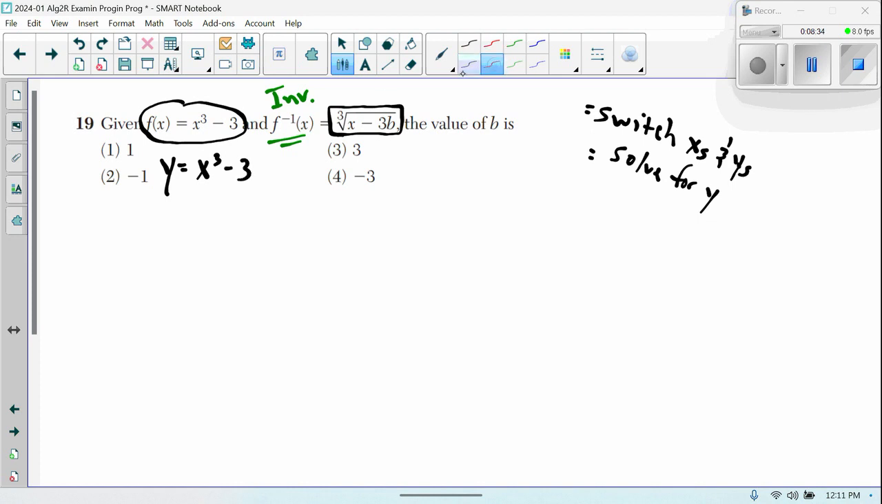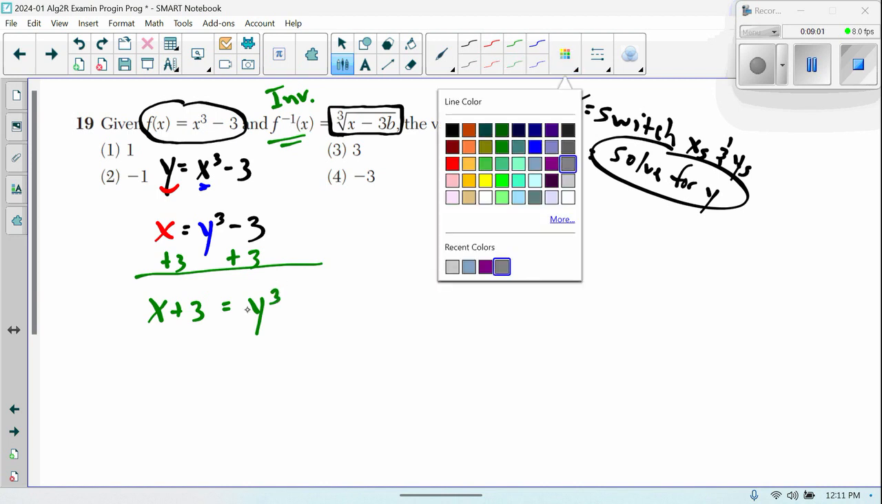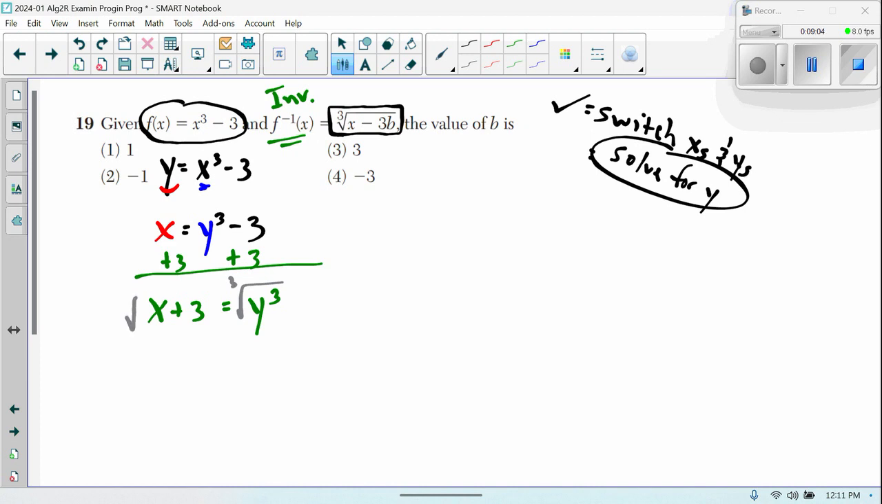So all I need to do is every y becomes an x, and every x becomes a y. So I just did this first part. Check. Now I just got to solve for y again. Well, let's start by adding 3 to both sides. x plus 3 equals y cubed. Well, how do I undo a cube? I know. Why don't we do a cubed root, kids? There you go. So now y equals the cubed root of x plus 3.